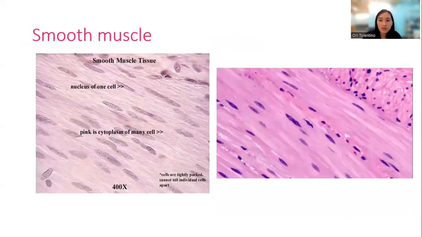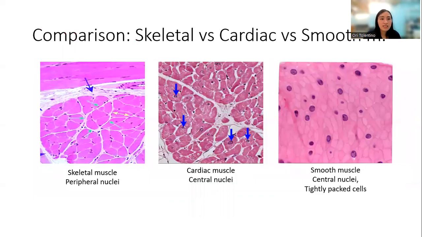Again, they have one nucleus located at the middle of the fiber. It is smooth because it has no striations. It has pink cytoplasm. The cells are spindle-shaped and tightly packed, very tightly packed. They have less connective tissue in between, so you almost cannot distinguish one cell from the other. On the right is smooth muscle tissue, longitudinal and cross-sectional. You can see the cross-section here, and this is a longitudinal view. Let us now compare the skeletal versus cardiac versus smooth muscle.